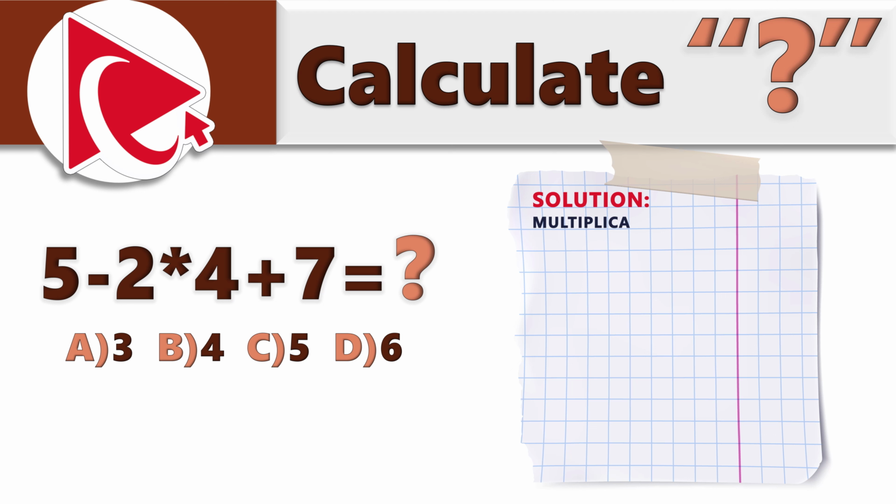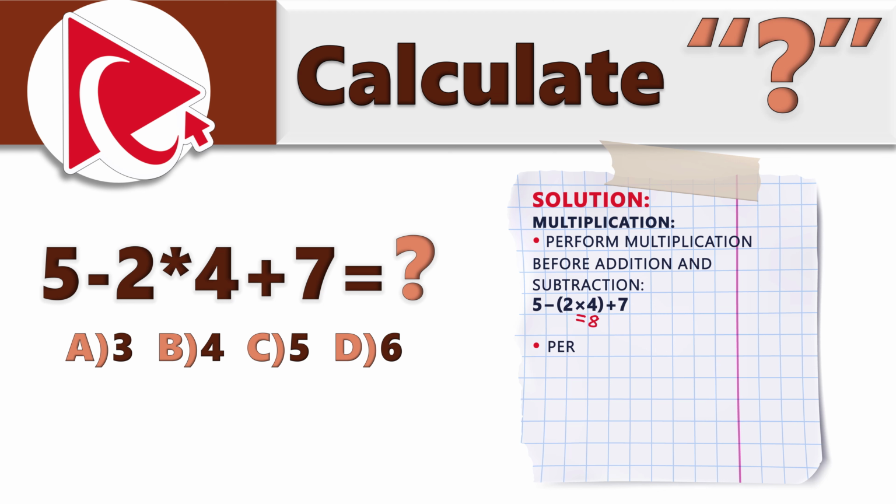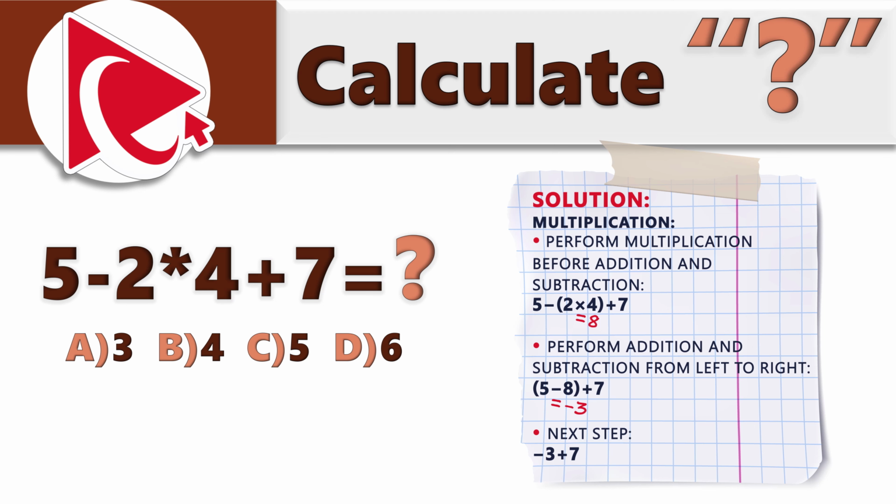We first need to do multiplication. 2 multiplied by 4 equals 8. So the updated expression will be 5 minus 8 plus 7. The next operation is from left to right. We need to do subtraction. 5 minus 8 equals minus 3. Next step, minus 3 plus 7 equals 4.